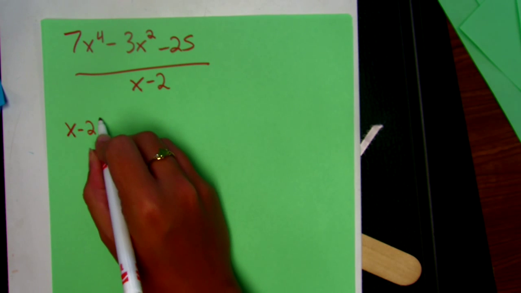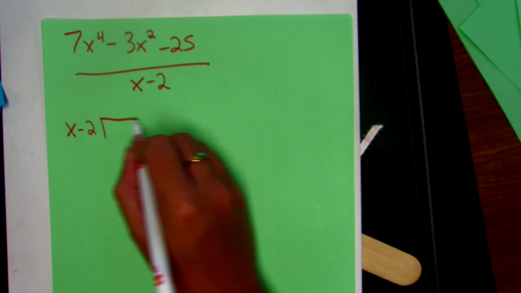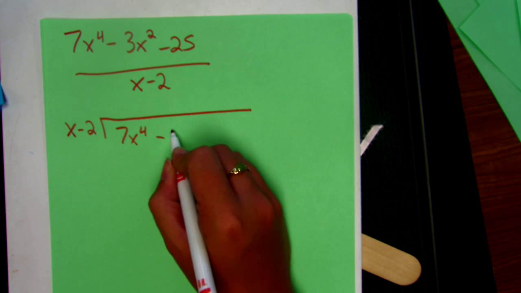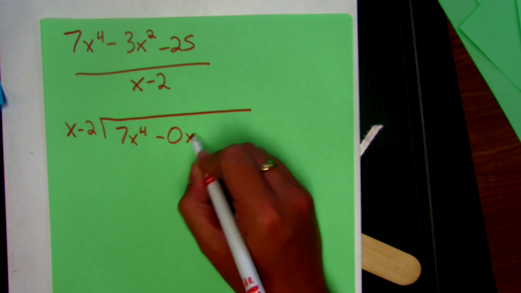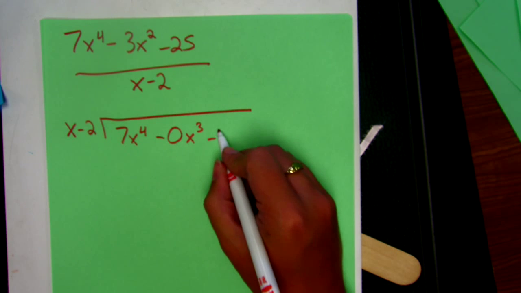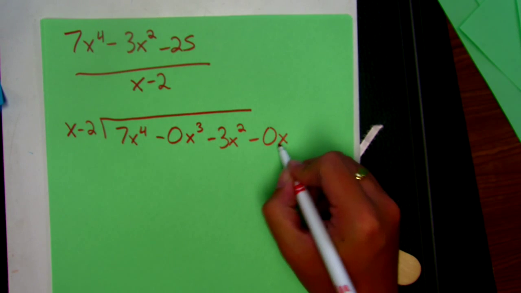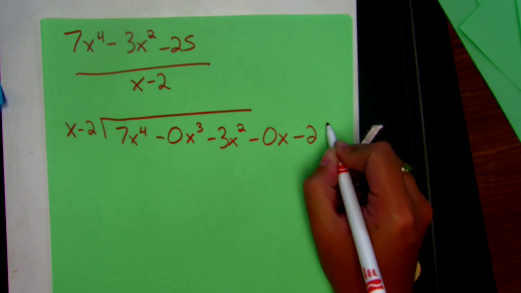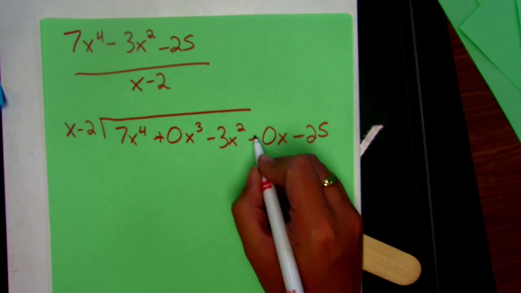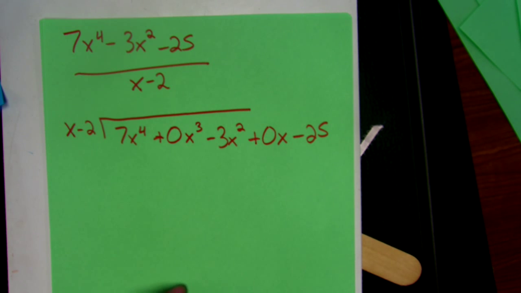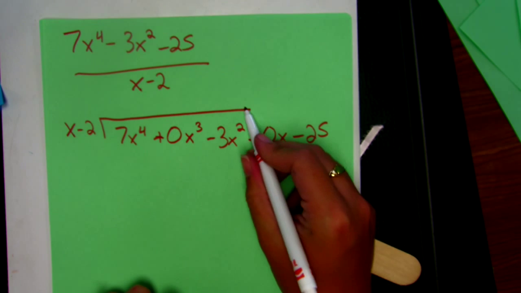So x minus 2 is going to go into 7x to the fourth minus 0x cubed minus 3x squared minus 0x minus 25. And those zeros can be pluses or minus, however you want. They are zeros, so regardless, it's zero. So let's go ahead and start.